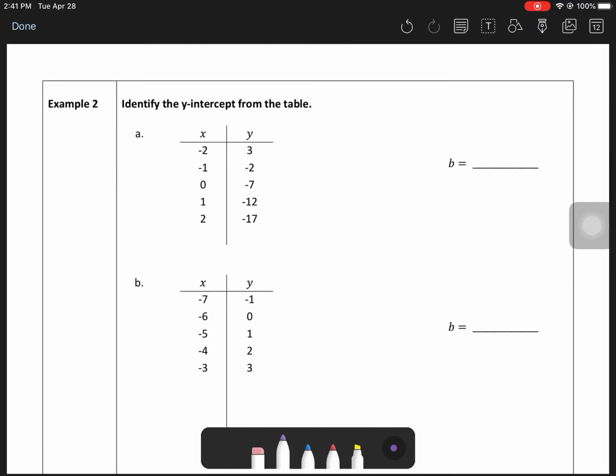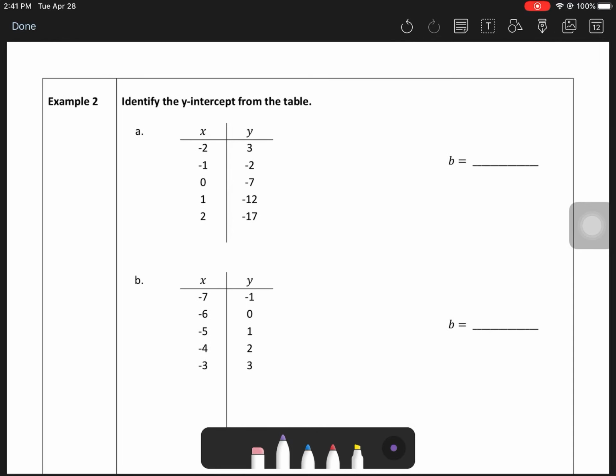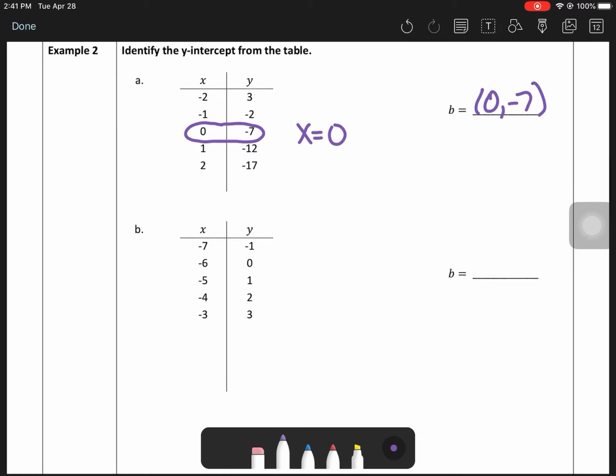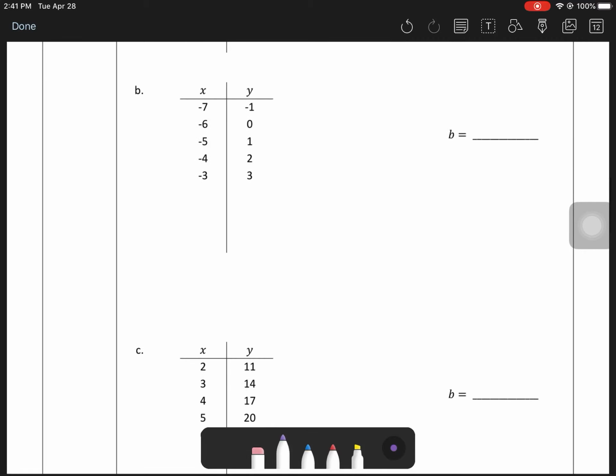All right, so when you take a look at a table to find the y-intercept, we talked about that the x value is going to be 0. So our y-intercept is going to be at (0, -7). When you have a table that does not have a 0 in the x column, one thing you could do is just continue the pattern. We see that we're continuing the pattern in the y column by going up by 1. And so that's going to be at (0, 6).